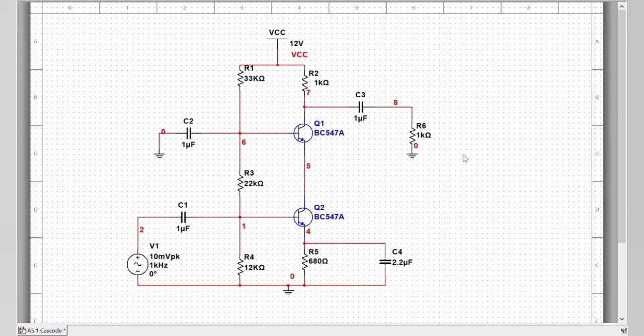The emitter of the Q2 is connected with the R5, which is 680 ohm resistor, and the negative is connected with the ground. The capacitor C4, 2.2 microfarad, is connected parallel with the R5, and between Q1 and R2 there is the R3, which is 1 microfarad, and that is also connected with the positive of the R6, which is 1 kilo ohm, and the negative is connected with the ground. So this is the circuit diagram for the cascade amplifier.